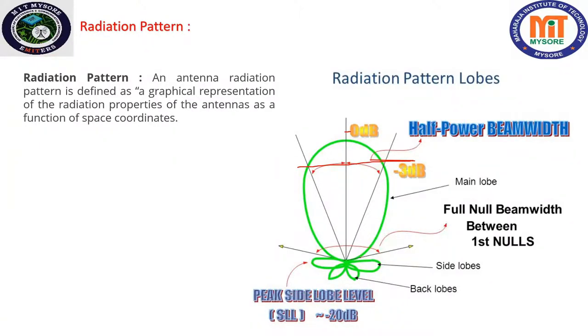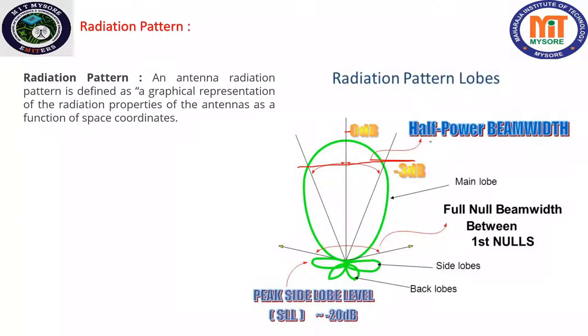And the angle between the first nulls is known as full null beam width or first null beam width. Nulls mean the power radiated or received is minimum or lowest. So between these two nulls, if you measure the angle, it will be the full null beam width or first null beam width.